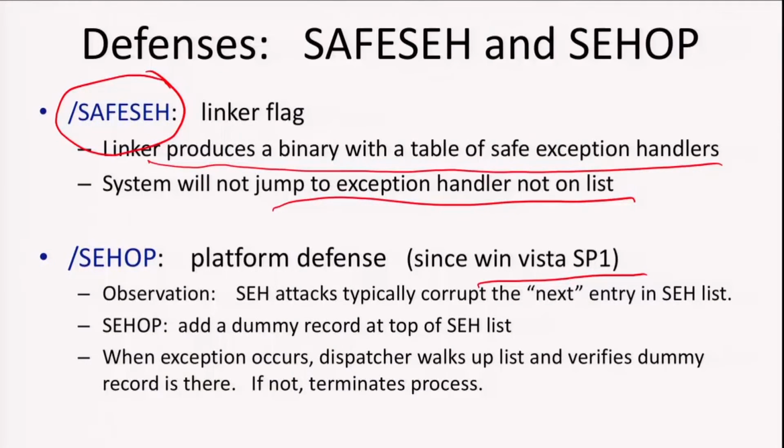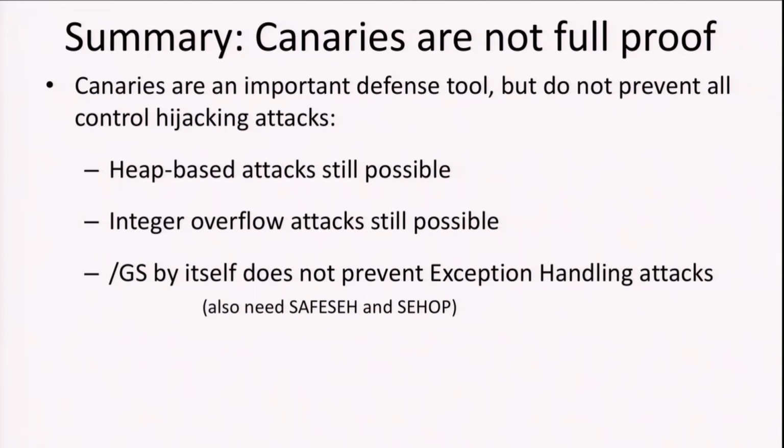So if you are attacked, and if your next pointer at some point has been rewritten, then this list has been redirected to something else. Therefore, by walking this list with the violated next pointer, you will find a path that does not go through this dummy record, and therefore you will figure out that something wrong has happened, and you will terminate the process. So that's what SEHOP gives you.